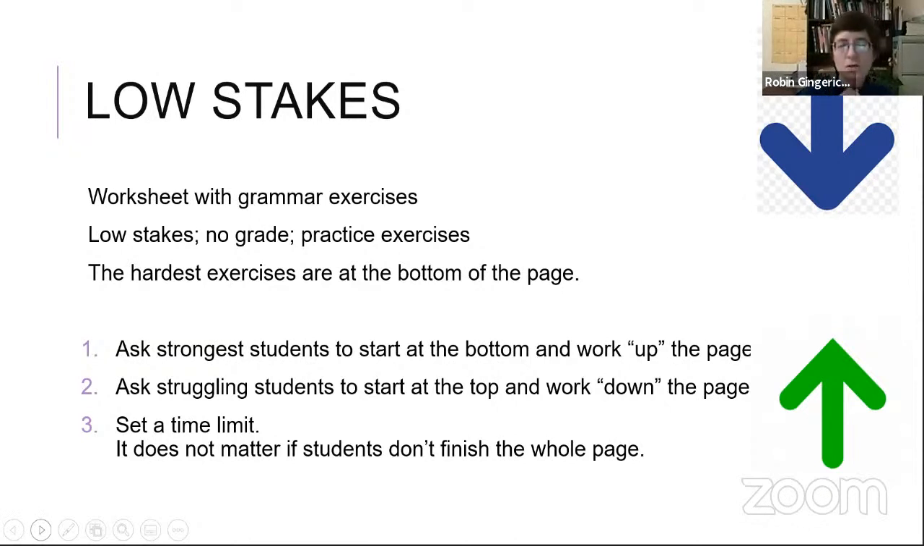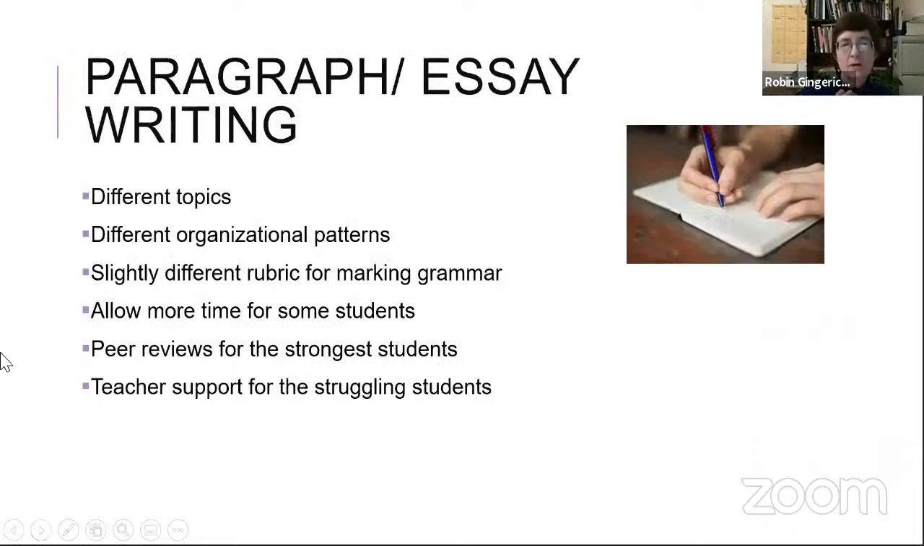The next slide shows an example of paragraph writing. So now we're in a writing section of our curriculum in our week, and you can allow students to write on different topics. If you allow someone to write about a trip to Italy and someone else to write about gardening, that's okay. They have different topics. That's differentiating between what the students know. Sometimes you can ask students to write different organizational patterns.